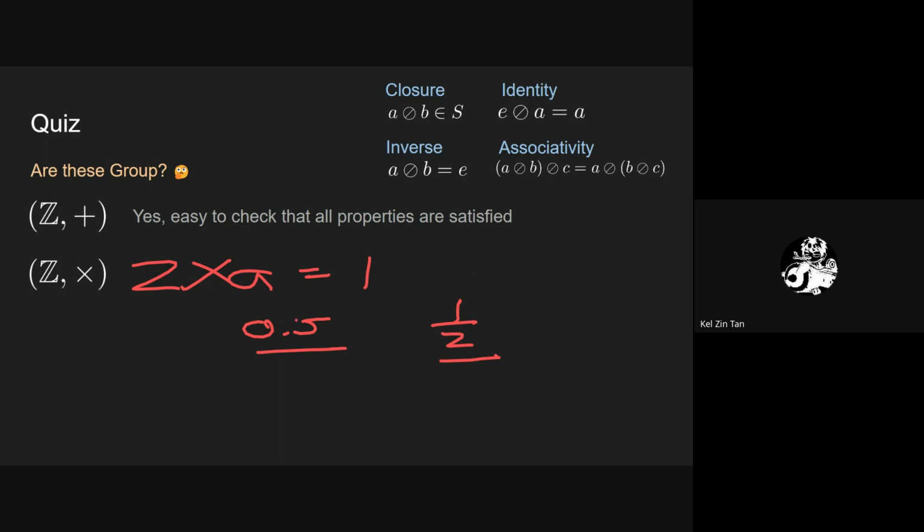We cannot say that there are 0.5 in our counting, right? In what we said just now, we don't have the notion of half yet. So 0.5 is not an element in the integer set. That's why the inverse property is not satisfied. So when the inverse property is not satisfied, this is not a group.